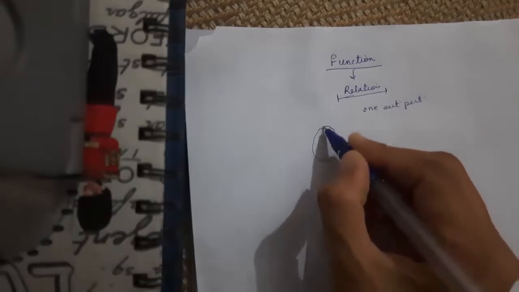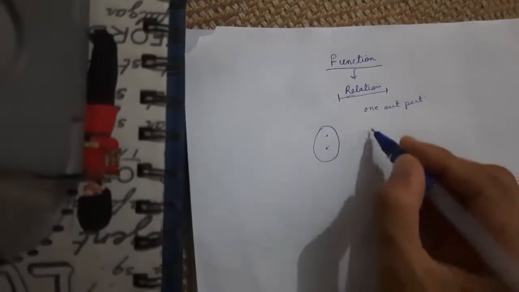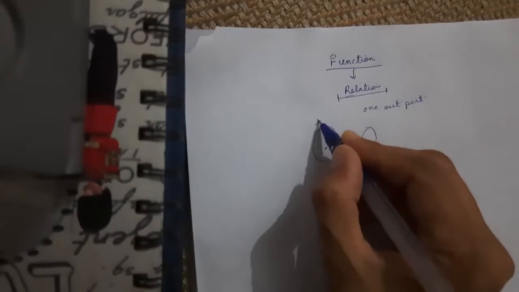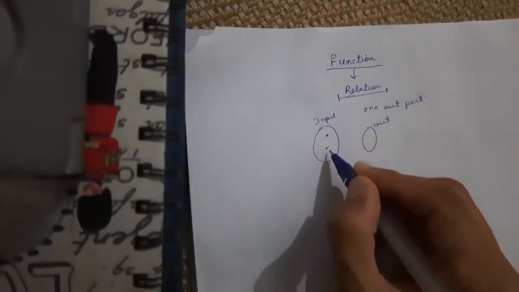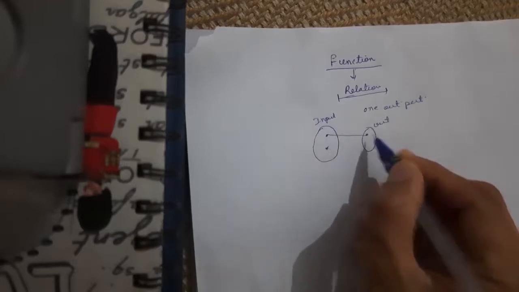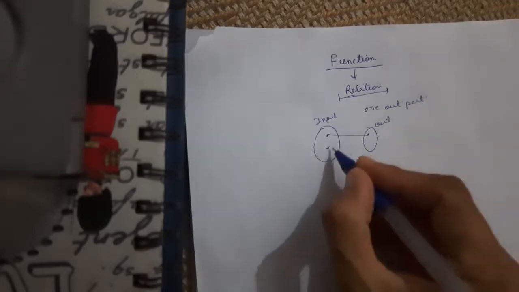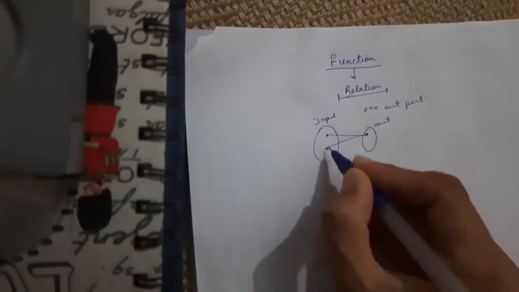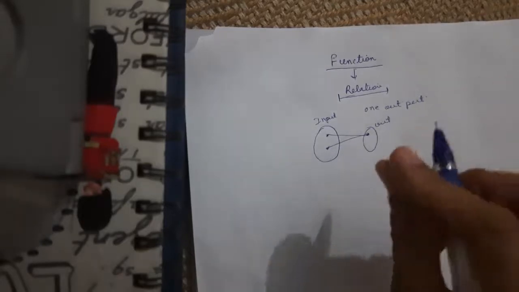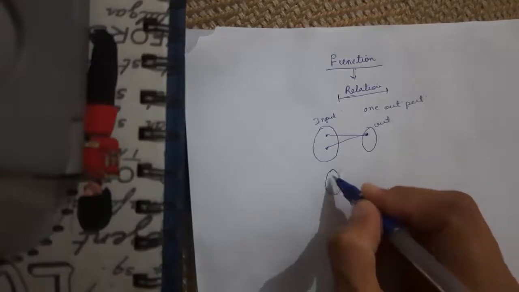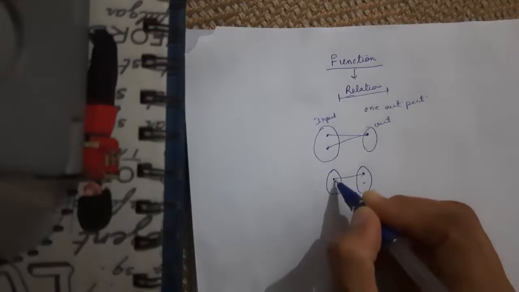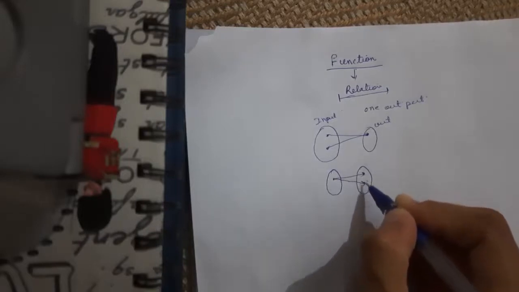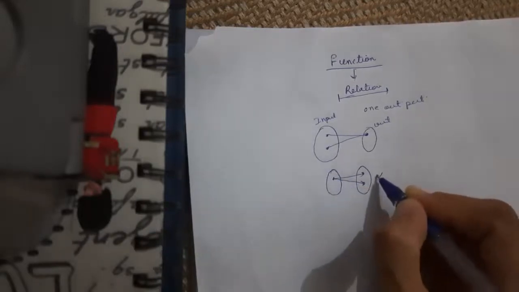In the Venn diagram we have seen that if we have inputs here and outputs here, then each of these inputs should have a distinct output. It may happen that both of these inputs have the same output, that is allowed. But if you have an input and you get two different outputs for the same input, this is not a function. This is a function. That's how we see it.